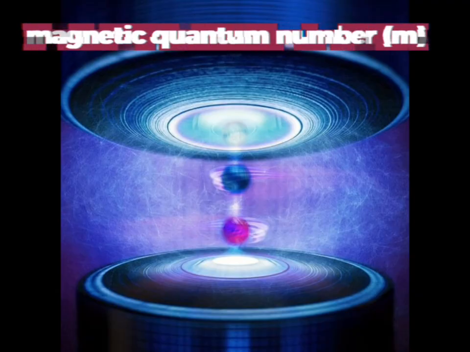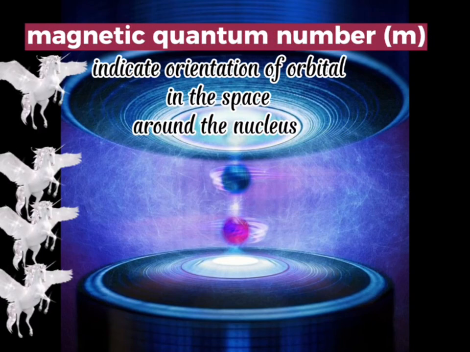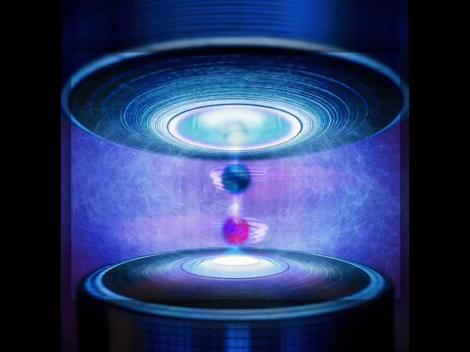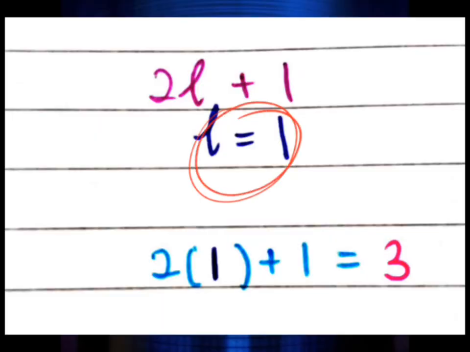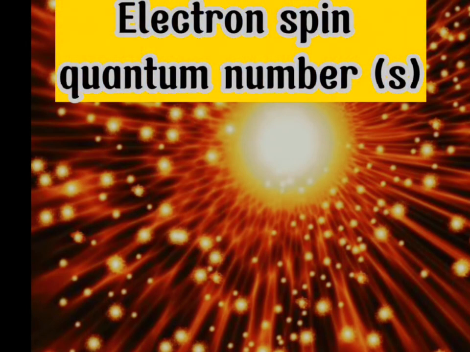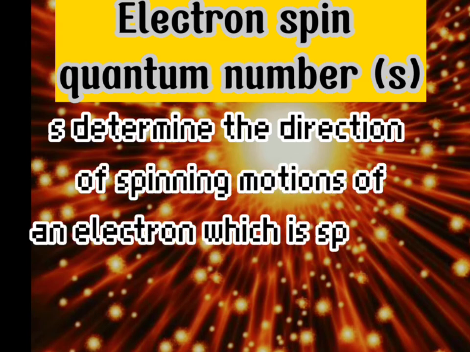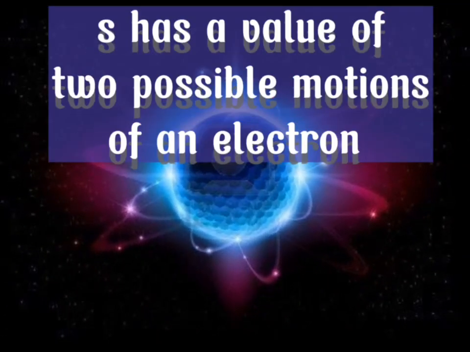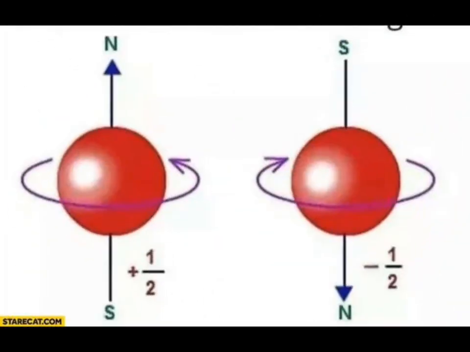Next is the magnetic quantum number, whose symbol is m. m indicates the orientation of the orbital in the space around the nucleus. m is equal to the integers from negative l to positive l. l determines m. The number of possible m values is equal to 2l plus 1. For example, if l equals 1, we can find the possible m values with 2 times 1 plus 1. So we know that the possible m values are 3. What is the electron spin quantum number, symbolized as s? s determines the direction of the spinning motion of an electron, which is spinning on its own axis. The electron spin quantum number has a value for 2 possible motions of an electron, which are clockwise or anti-clockwise.